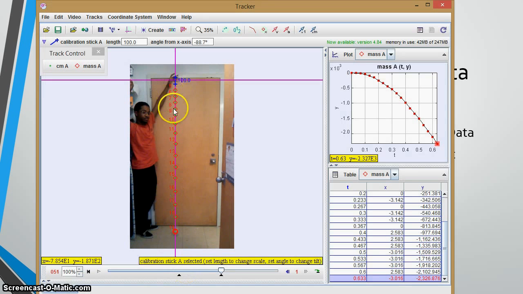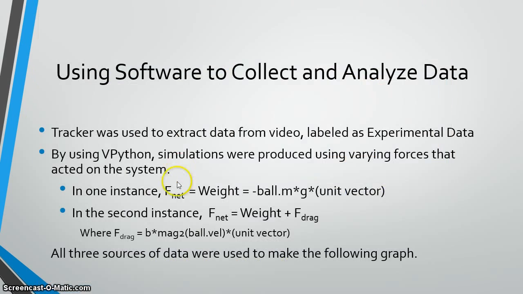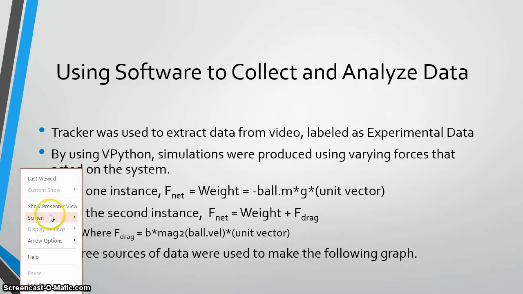We can see that the ball moved in the downward direction for about 0.633 seconds and traveled about 2.3 meters. With that, we can also see using VPython that simulations can produce varying forces. In one instance, F_net was equal to weight. In another instance, F_net was equal to weight plus the force of drag, which is proportional to the velocity squared.